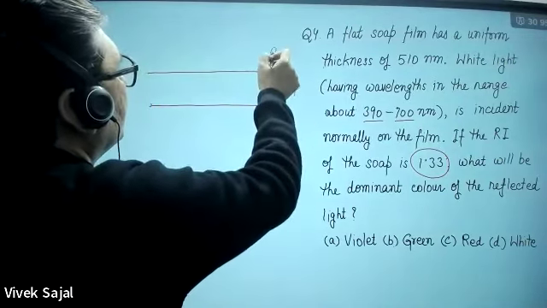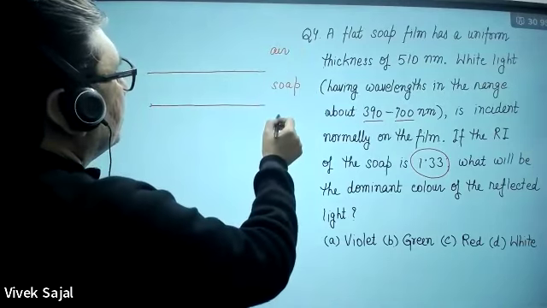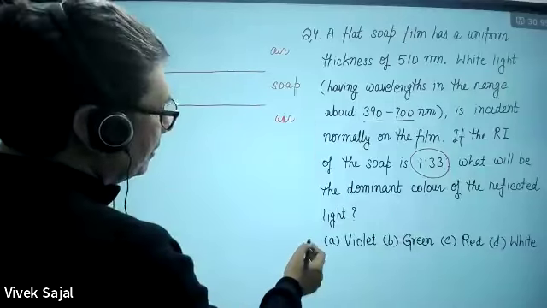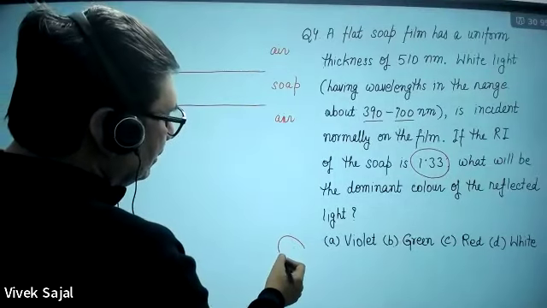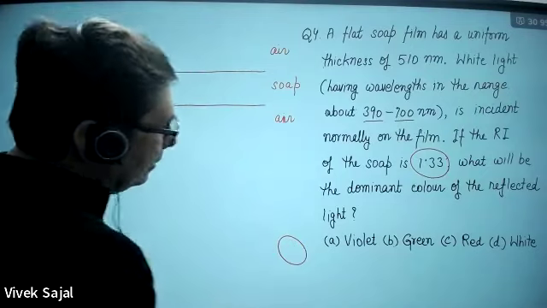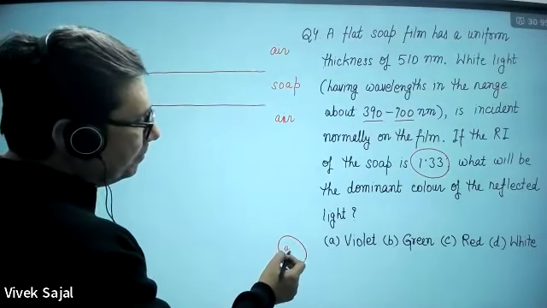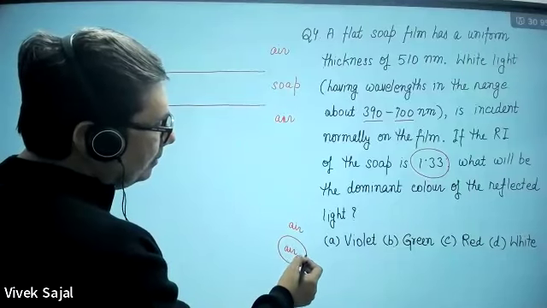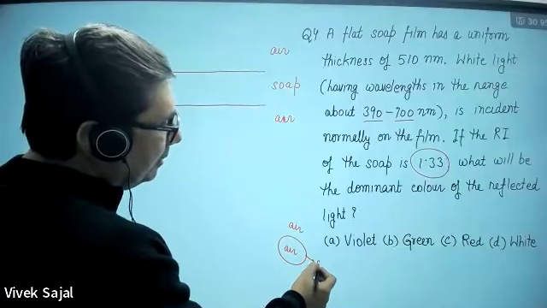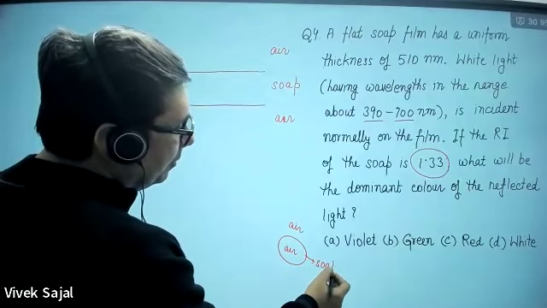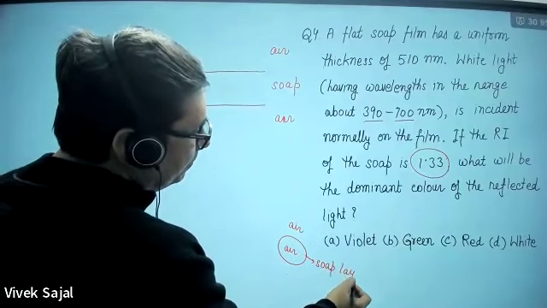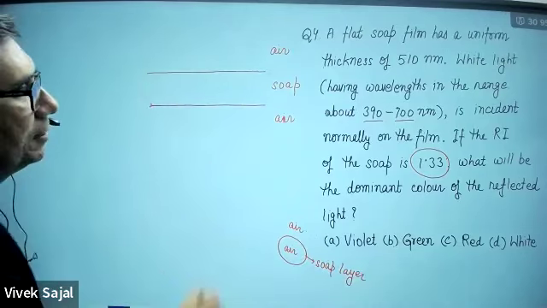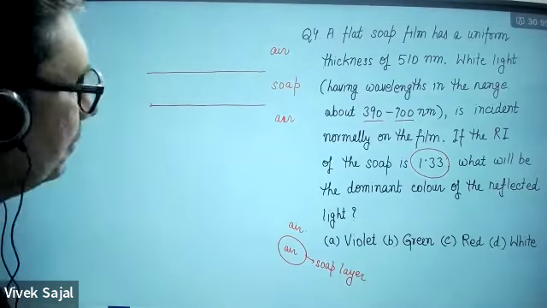This will be air, and this will be air. So try to understand a soap bubble. In case of a soap bubble, it will be like this. Inside it, this will be air. Here you are having air, and this is the soap layer, and in between you are going to have a soap layer. So air, soap, and air. This type of sequence will be there.